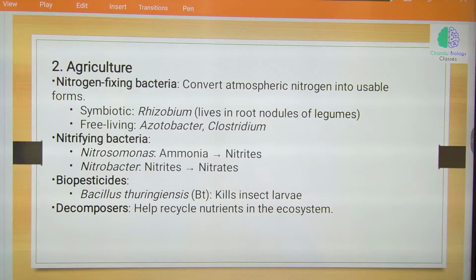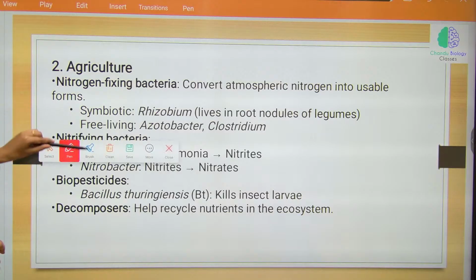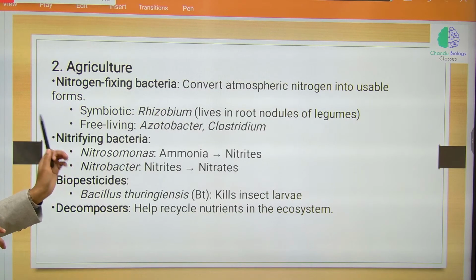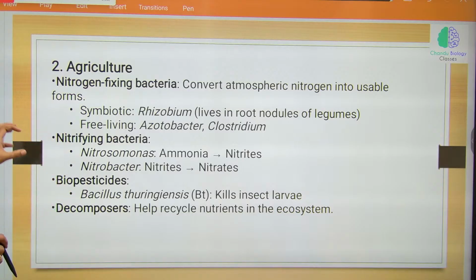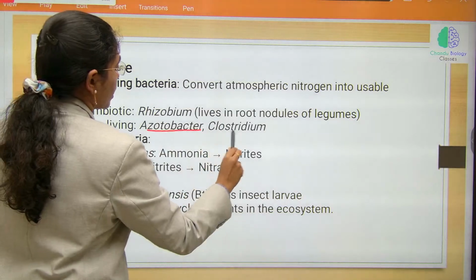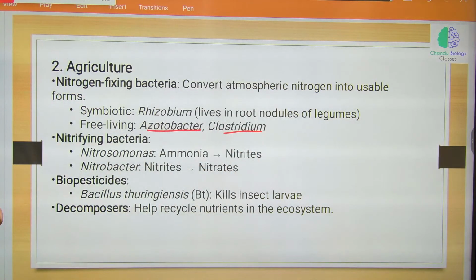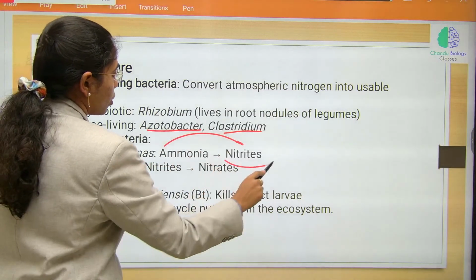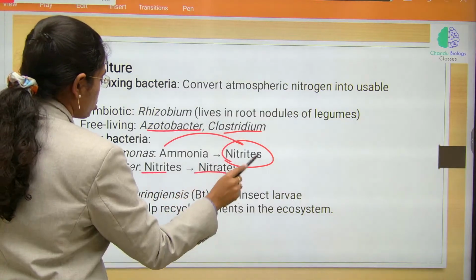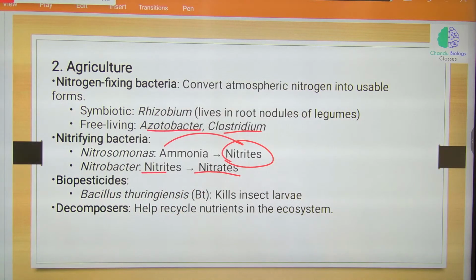In agriculture, for nitrogen fixation, the gram-negative bacterium Rhizobium is used, which is an obligate symbiont of leguminous plants. Free-living bacteria which fix nitrogen include Acetobacter and Clostridium. Nitrifying bacteria are Nitrosomonas and Nitrobacter. Nitrosomonas converts ammonia to nitrites, and Nitrobacter converts nitrites to nitrates. Bacillus thuringiensis is used as a biopesticide, and decomposers help to recycle the nutrients in the ecosystem.